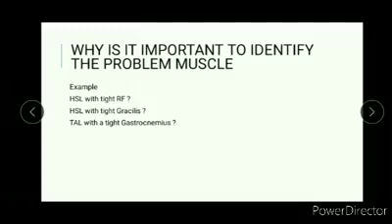Why is it important to identify the problem muscle? It's always good to know the problem. If you know which muscle is troubling, it will be easy to treat it. It will be easy to avoid mistakes. For example, if a surgeon is performing hamstring lengthening in presence of a tight rectus femoris, it can result in development of genu recurvatum.